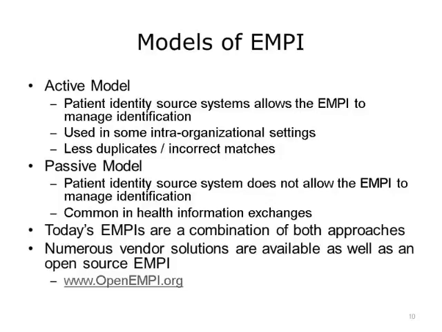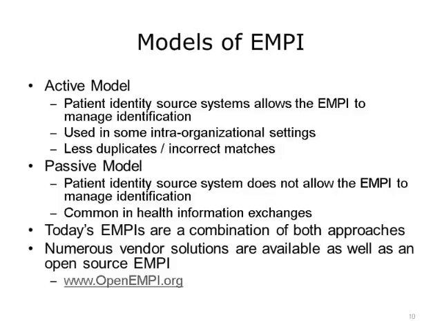There are actually two models you could use to do EMPI, active and passive. Today's EMPIs are a combination of both approaches. The active model is one where the patient identity source system allows the EMPI to truly manage identification and own the demographics. It is used in some intra-organizational settings. It has fewer duplicates and incorrect matches, and we will see why in the next few slides.